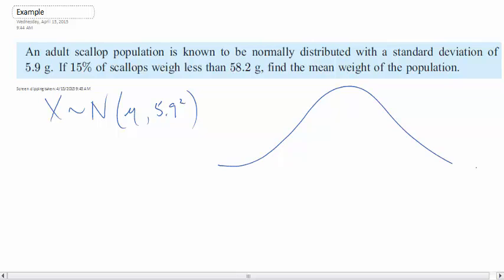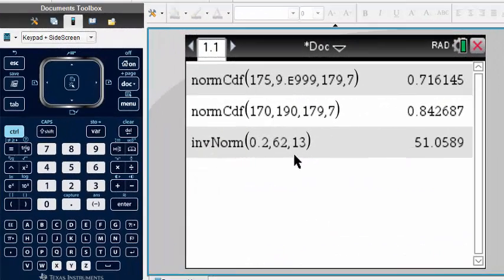I'm going to draw my bell curve. In the middle, well, we don't know that. That's mu. We know that 15% weigh less than 58.2. Where am I going to put that 15%? What's going to be down here? 15% are less than 58.2. So here I know a percentage and I'm trying to find data. We're going to use inverse normal.